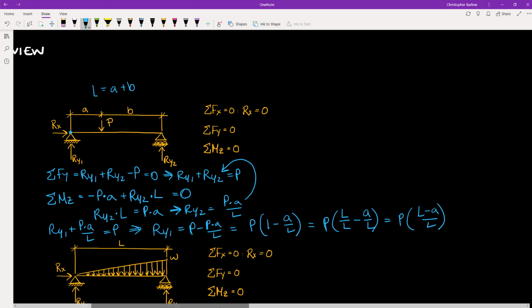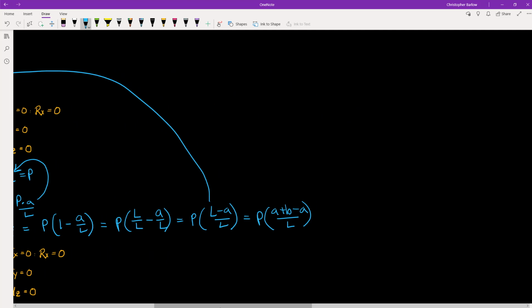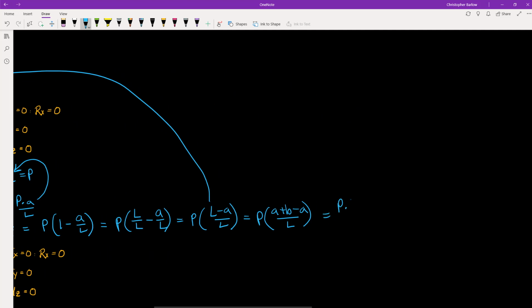And now recall that L is equal to a plus b. And so we can plug that back in, and we get a plus b minus a over L. So finally, gotta keep scrolling to the right here, we have P times b over L is equal to our Ry1.